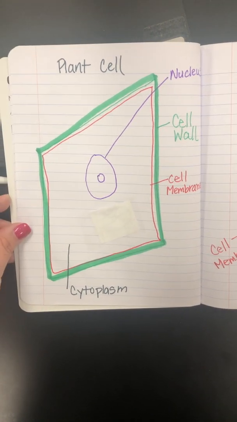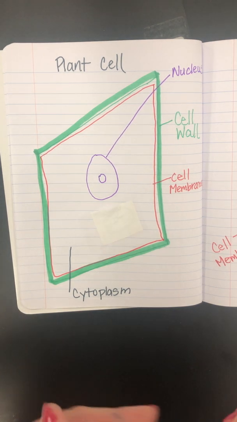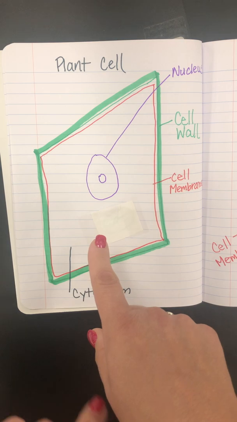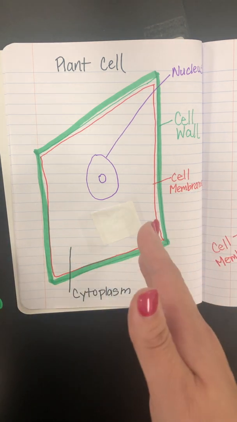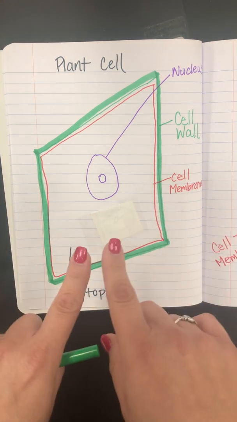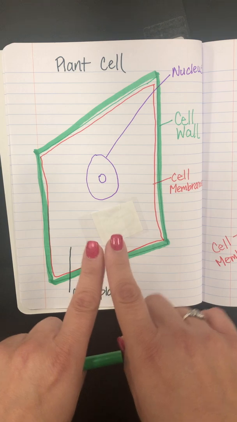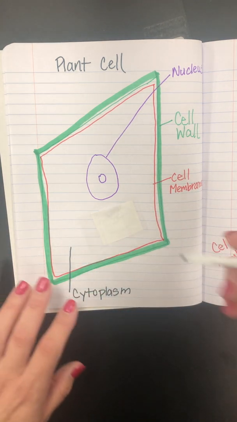So I am on this page right here in my ISN where we were drawing our plant cell. We're going to add the organelle chloroplast to our plant cell today. One thing that we will be learning about is that a chloroplast is special to the plant cell. It is not found in an animal cell. So I'm going to add a couple of chloroplasts to the plant cell because there could be more than one inside the plant cell.